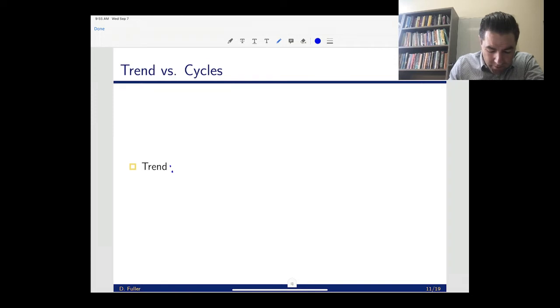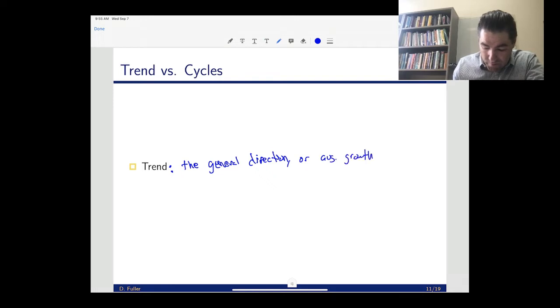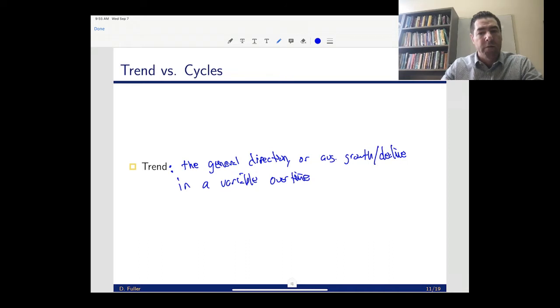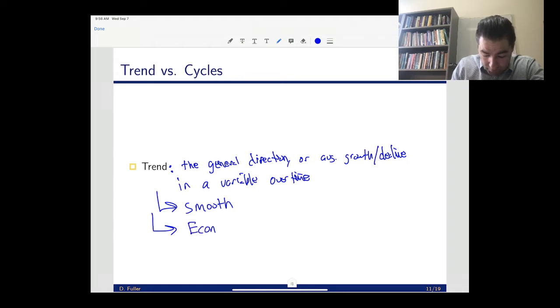the trend. And the trend is really just the general direction, or average growth or decline in a variable over time. So when we look at the trend, we're looking at a smooth path for the variable that represents its average tendency. Does it tend to stay roughly constant on average, or does it tend to go up or go down? This is what economic growth is all about.